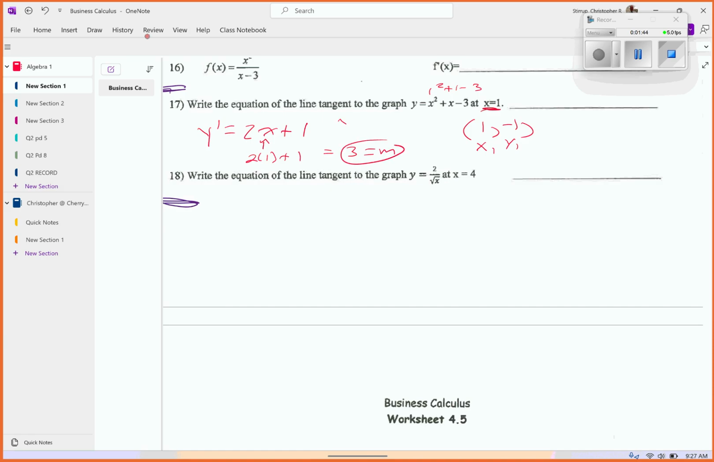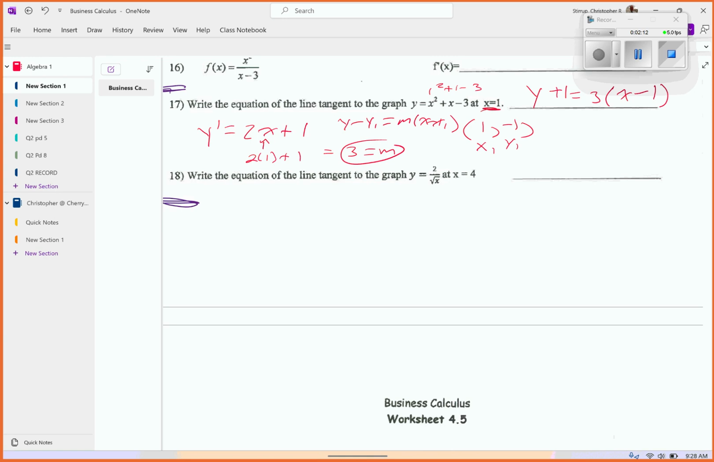And so using y minus y1 equals m times x minus x1, plug in what we know. So we got y minus minus 1, because that's our y value, so that would be a y plus 1, equals 3 times x minus 1. So that equation is our tangent equation at that given point to that particular parabola.